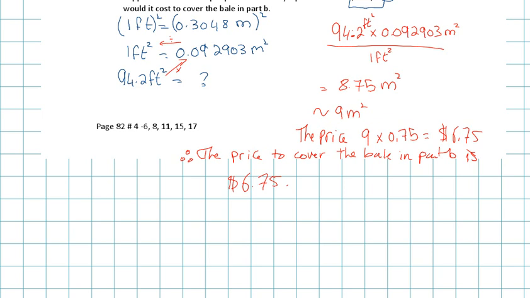All right. Are you guys okay with this? The 0.0929, where does it come from? If I square 0.3048, put it to the power of 2, then that would give me that number.